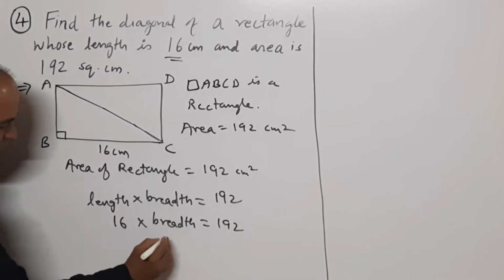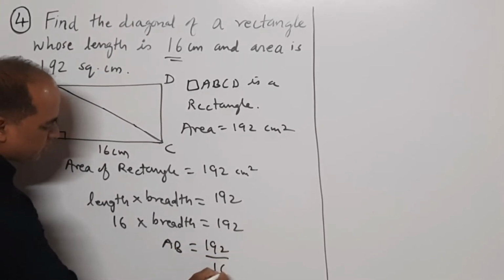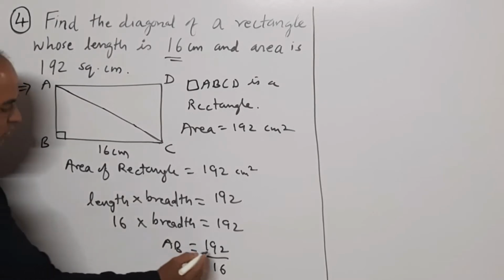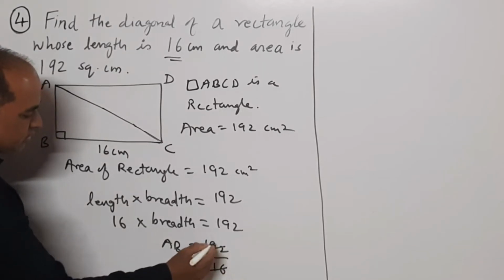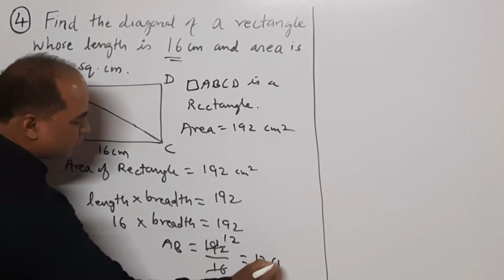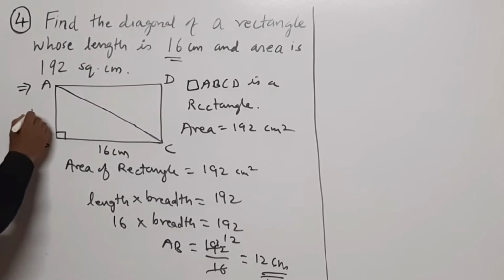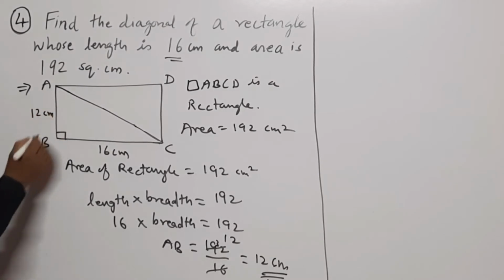So 16 will divide 192. Breadth AB is equal to 192 upon 16. 192 divided by 16: 16 ones are 16, carry 3, and 16 twos are 32. So it is equal to 12 centimeters. So the breadth of the rectangle, AB, is 12 centimeters.